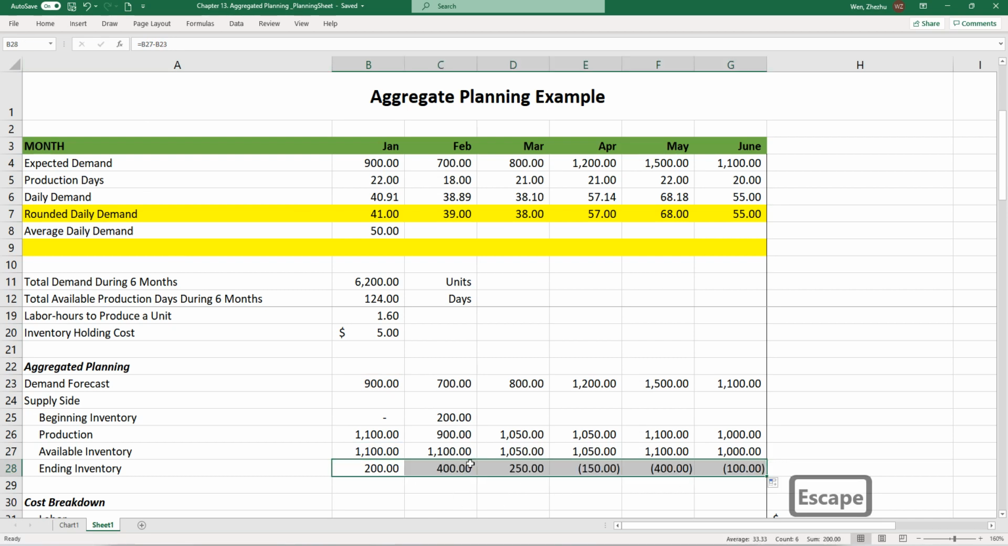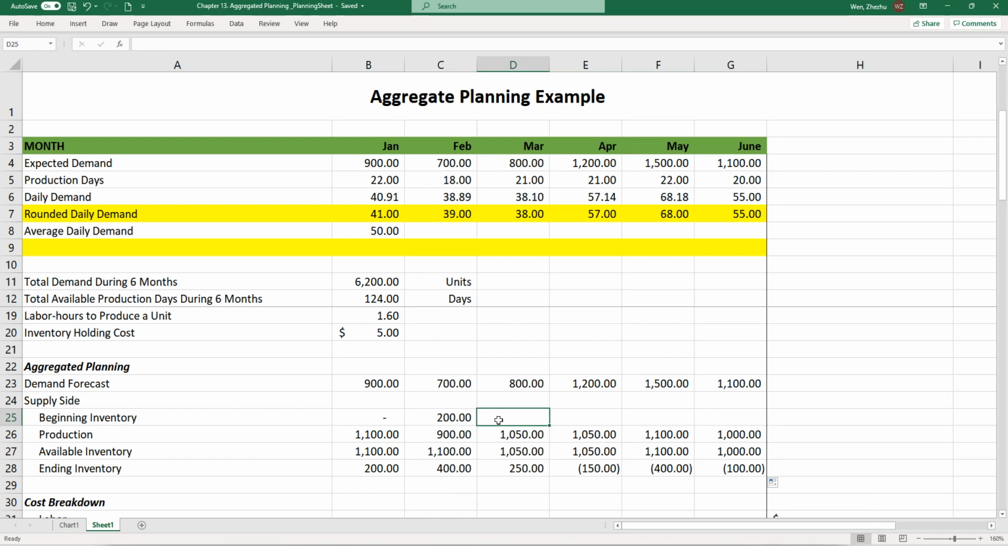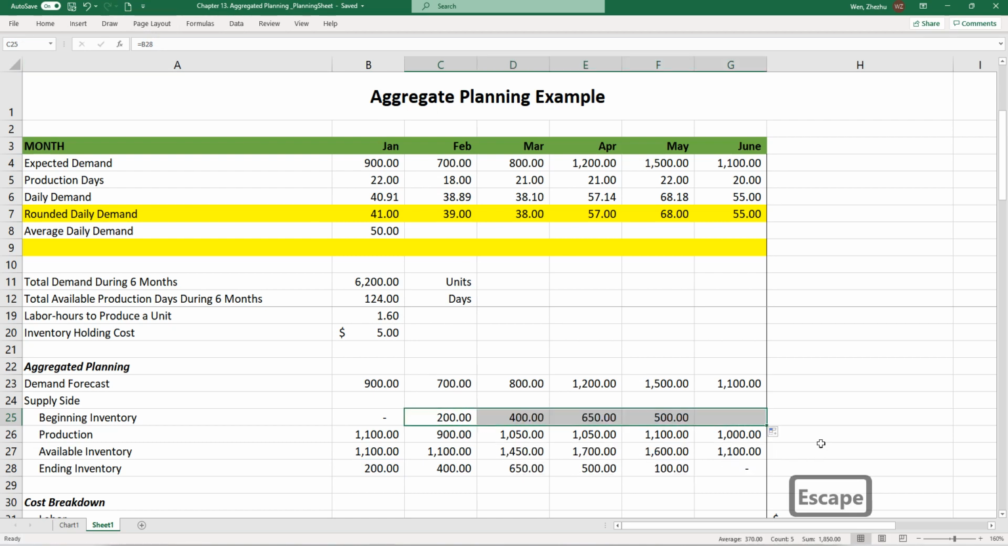We haven't completed yet, okay? Remember, the beginning inventory part has not yet finished. So beginning inventory is the ending inventory of the previous period. So like this. C25 is correctly configured. So I'm just going to drag it to fill.